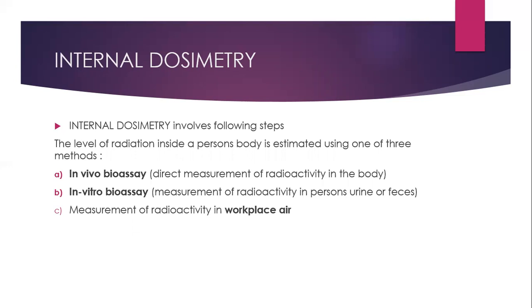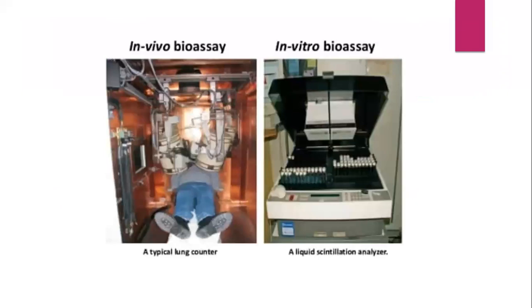Internal dosimetry involves the following steps. The level of radiation inside a person's body is estimated using one of three methods. In vivo bioassay, in which there is direct measurement of radioactivity in the body. In vitro bioassay, in which radioactivity is measured in a person's urine or feces. We measure the amount of radioactivity from the urine of an individual. And the third one is measurement of radioactivity in workplace air, or we can say the environment. So here is the technique or method of in vivo bioassay and in vitro bioassay.